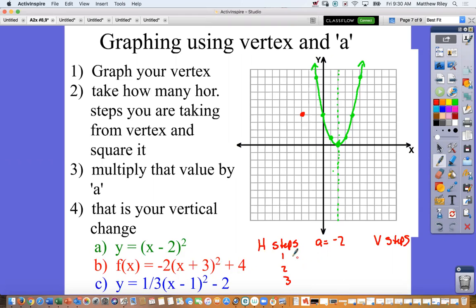So I'm going to kind of put this together. If I take one step here, I have to square it. So 1 squared times -2 means how many vertical steps did I actually take? -2. So again, here's your axis of symmetry, which we're really going to focus on starting next week. There's your axis of symmetry. So if I take 1 horizontal step, I go down 2. Does anybody have any questions about how that works?